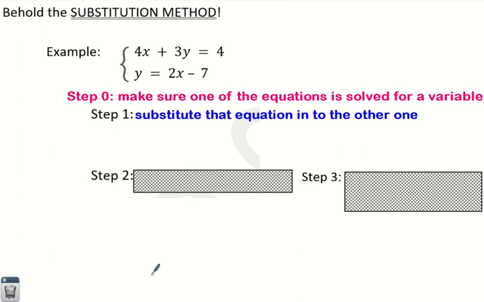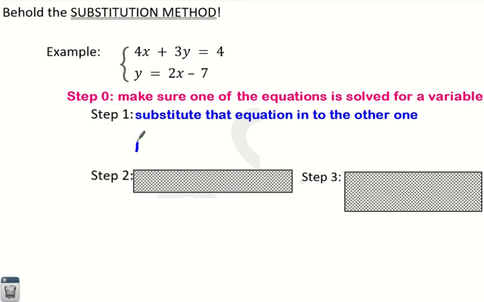Substitute that equation into the other one. So the fact that we know that y equals 2x minus 7, well, look in the other equation. That's a y. The other equation has a y. And therefore, since we know that y is literally equal to 2x minus 7, we can replace or substitute 2x minus 7 in for the y.